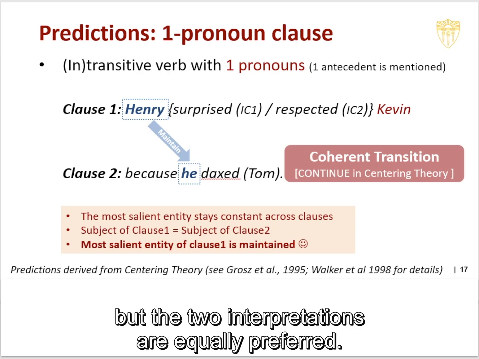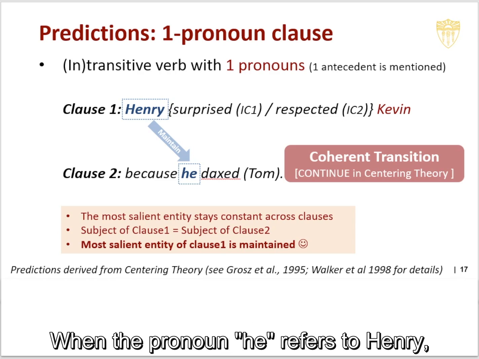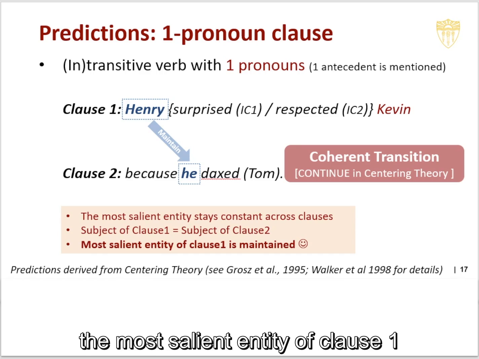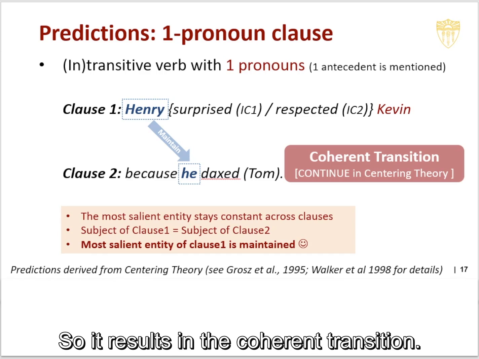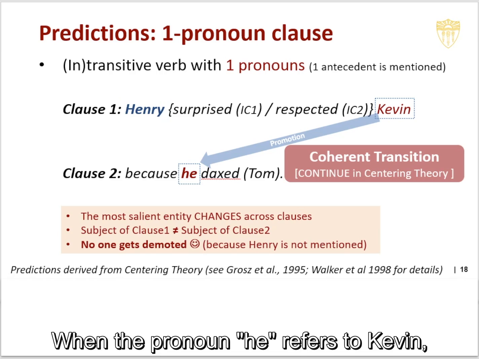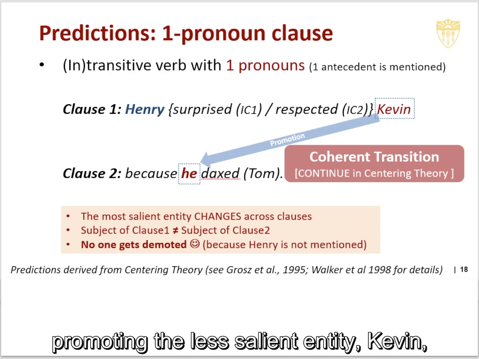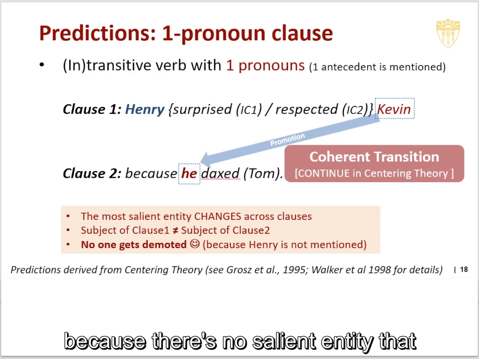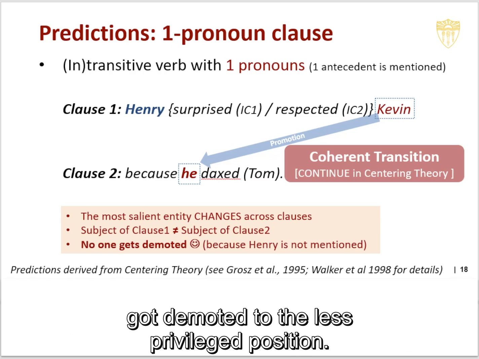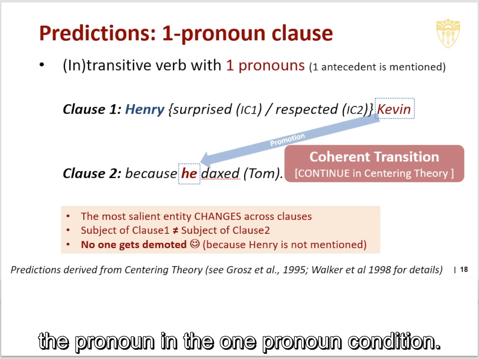On the other hand, in the one pronoun condition, the pronoun he can refer to either Henry or Kevin, but the two interpretations are equally preferred. It is because there is no entity that gets demoted. When the pronoun he refers to Henry, the most salient entity of clause 1 is unchanged in clause 2 as Henry, maintaining its saliency level. So it results in the coherent transition. When the pronoun he refers to Kevin, the most salient entity changes across clauses by promoting the less salient entity Kevin to the privileged position. However, this interpretation also yields the coherent transition because there is no salient entity that got demoted to the less privileged position. Thus, we do not predict a bias toward either antecedent for the pronoun in the one pronoun condition.